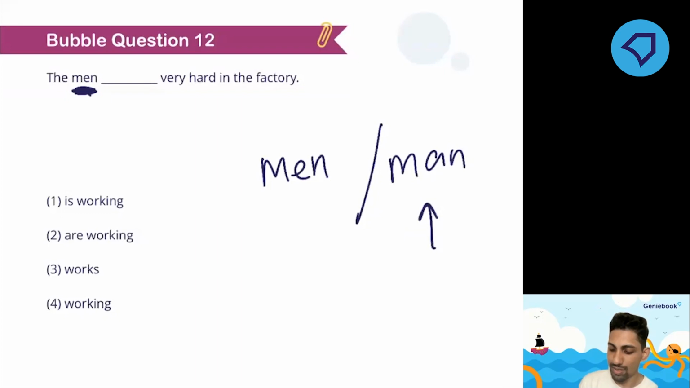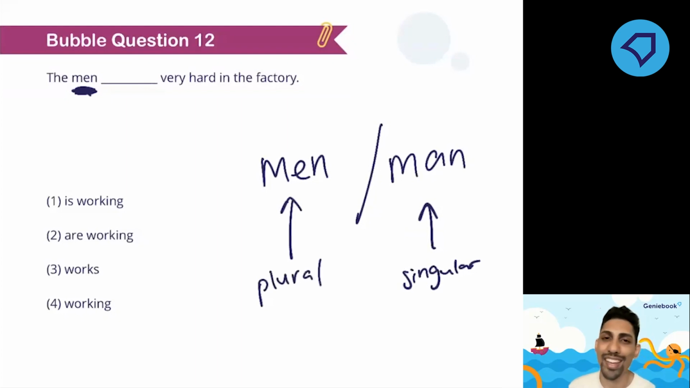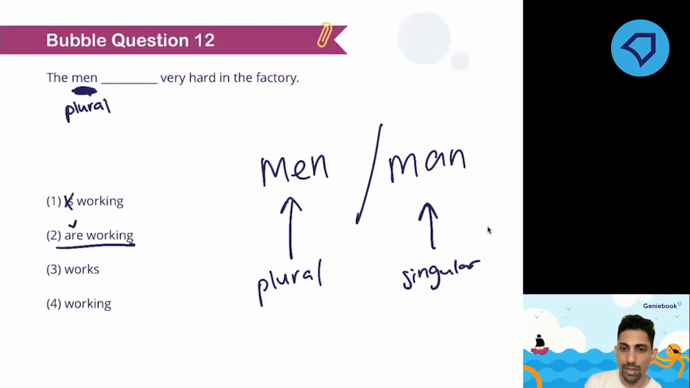Yes. This is singular. Exactly. This is plural. Men. The men. So we have a plural word here. Definitely plural. That's why you cannot say number one. You cannot say is working. It has to be are working. So 1995? How did we get a lower score than the previous question? Oh no. Again, you cannot say works. You can say work. The men work very hard. So again, number 3 is wrong.